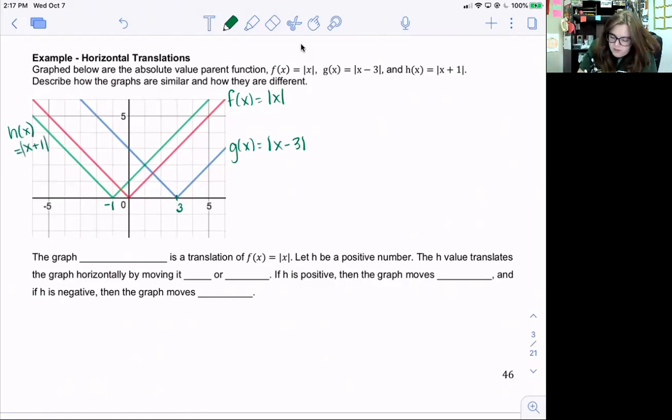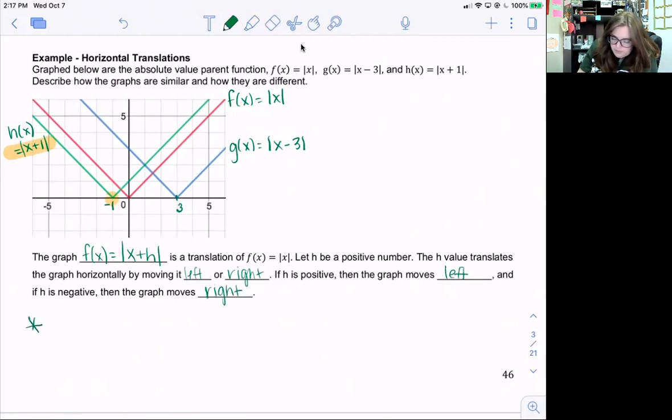Okay, so the graph f of x equals the absolute value of x plus h is a translation of f of x equals the absolute value of x. Let h be a positive number. The h value translates the graph horizontally by moving it left or right. If h is positive, then the graph moves left. So notice here, when h was positive, so we were adding 1, our graph moved to the left of the origin. And if h is negative, then the graph must move right.